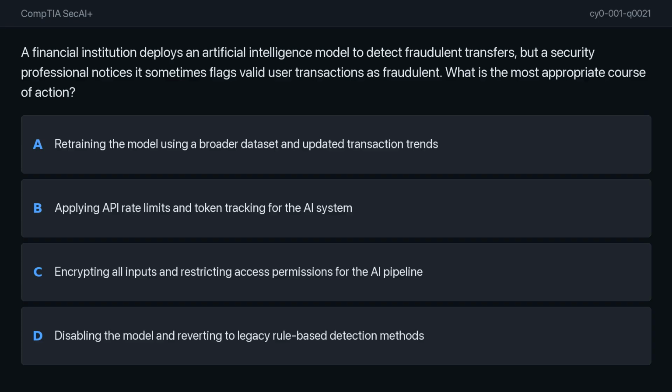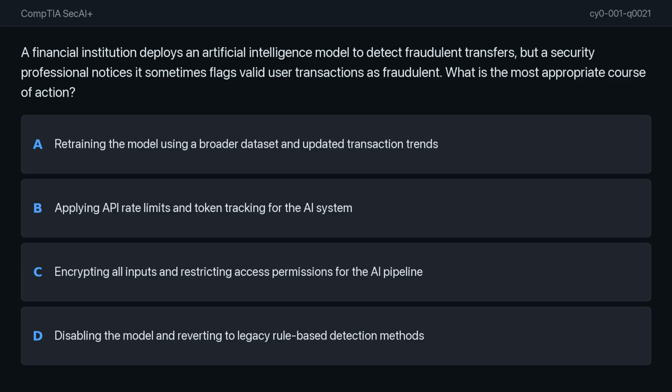Now, option B doesn't make sense. Imposing rate limits on APIs is more of a security measure for protecting the AI system itself and doesn't directly address false positives. Option C is also not the right approach. Encrypting all inputs and restricting access permissions does not solve the false positive issue and only affects the confidentiality of the AI pipeline. And option D does not fit the situation. Reverting to legacy rule-based detection methods is not the optimal approach in this case, as the AI system has been deployed for a reason. So in this situation, option A is the most appropriate choice.